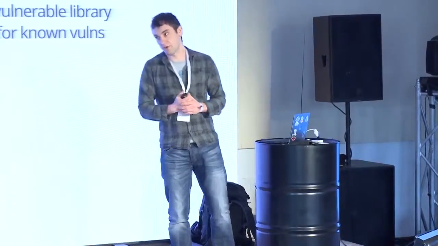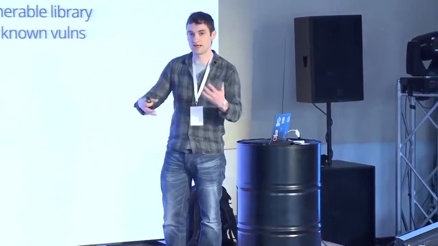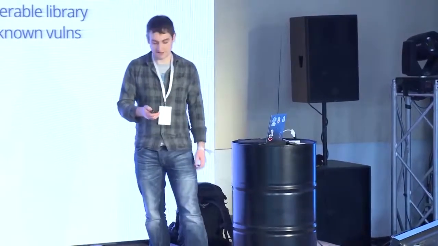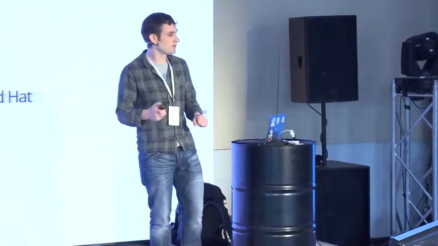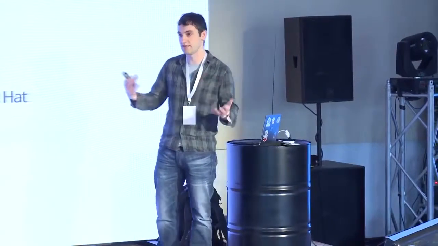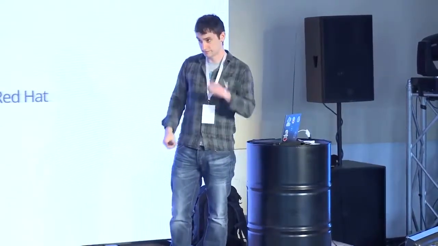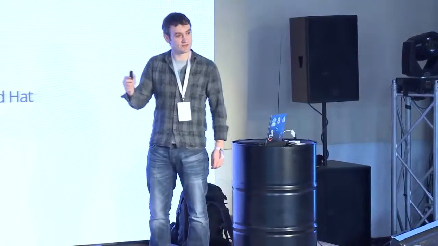Well, one possible approach is to use modern tools like image scanners to try and automatically scan your image for known vulnerabilities. And there's a whole bunch of different solutions for this. So there's the official Docker security scanning solution. And if you go on to the Docker Hub now, and look at the official images like Redis and Debian and Alpine, you can actually click through and get a list of the security reports for each one of those.